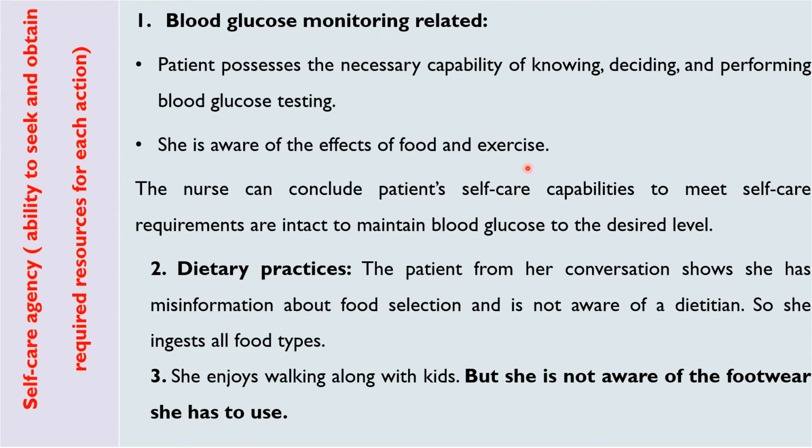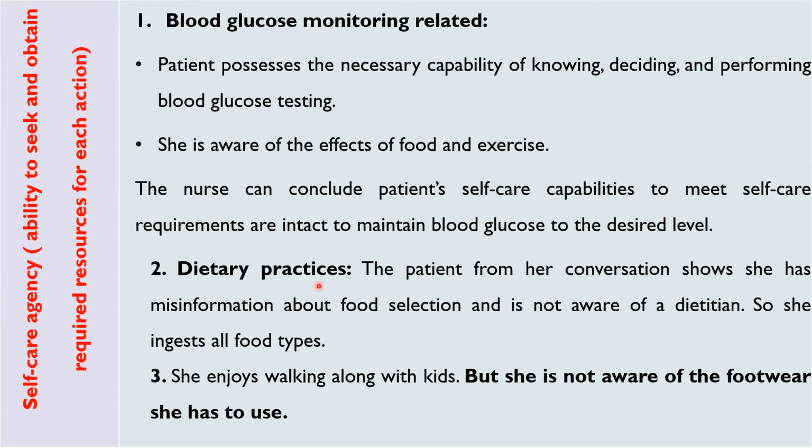So how she will be controlling the meal, how she will be going for activity, we have to increase the awareness. That is the capability the patient is having. In these two, the patient is capable. The nurse can conclude patient self-care capabilities to meet self-care requirements are intact to maintain blood glucose to the desired level. Here for this particular patient, her capability is good.